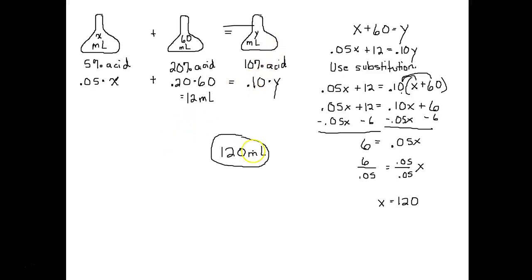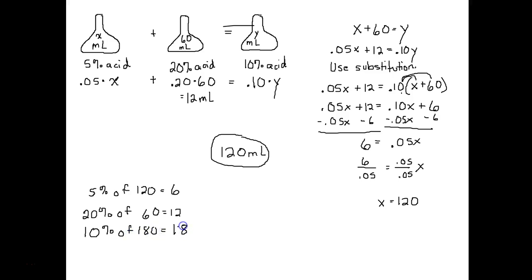If you do a real quick check, well, 5% of 120 is 6. 20% of 60 is 12. And then 10% of 180 is 18. And when you add these two together, 6 and 12, that equals 18. So the numbers work. You can do a quick check that way and make sure the numbers work. And they do.